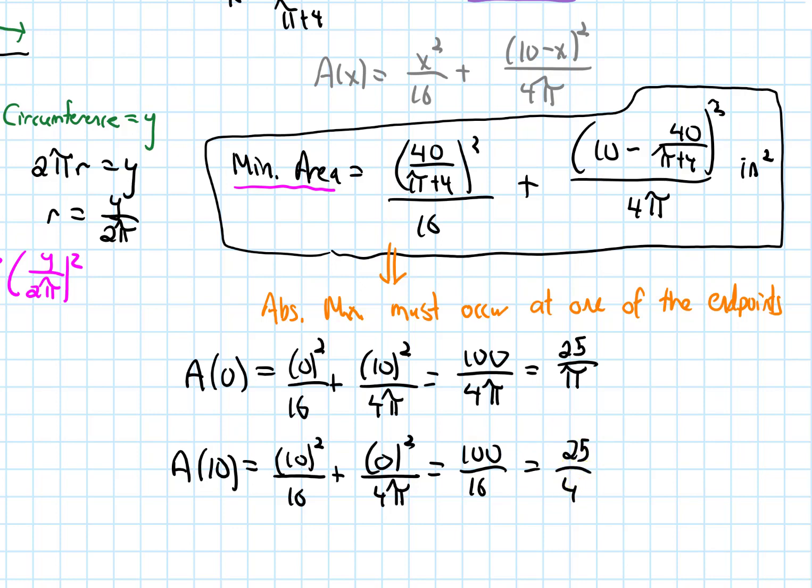Okay, and comparing these two values, they have the same numerator, but the pi on the denominator is smaller, and that makes this the bigger fraction. So this is going to be our maximum area. Our maximum area is 25 over pi square inches.